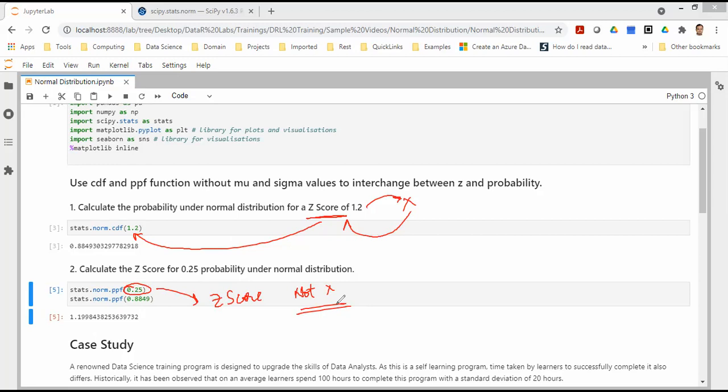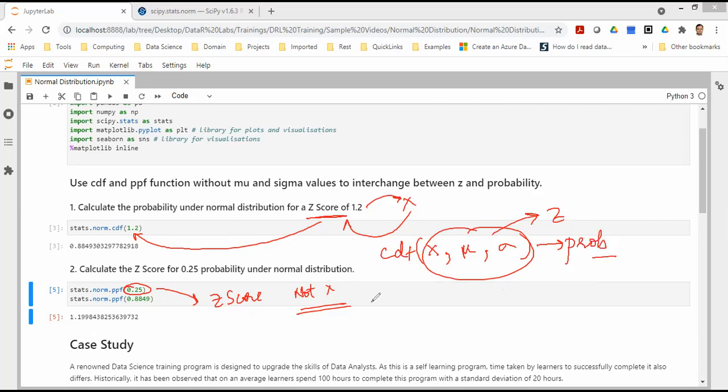Does that mean that every time I am giving an argument, I have to manually calculate the Z score and then feed it to the function? No. Python makes it very simple for us. All we have to do is simply give our X values, our mean, and our standard deviation, which would calculate the corresponding Z at the back end and then give you the probabilities as the return value.